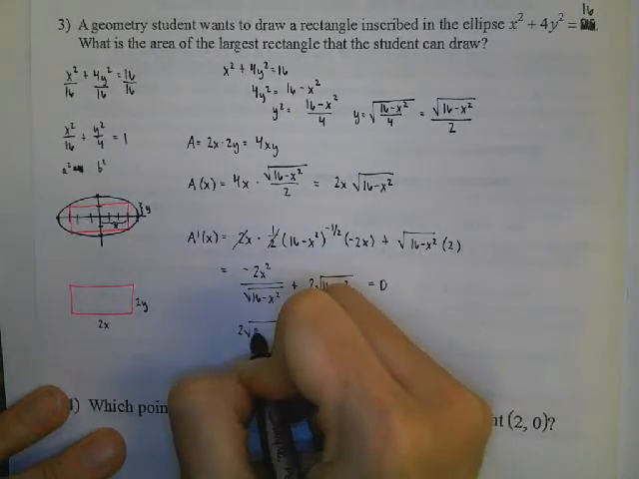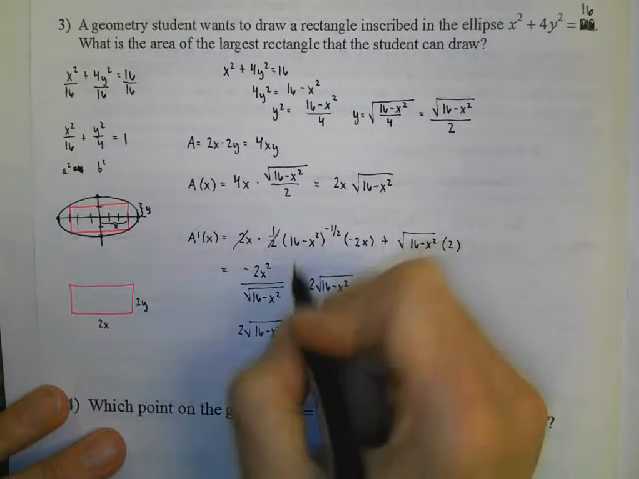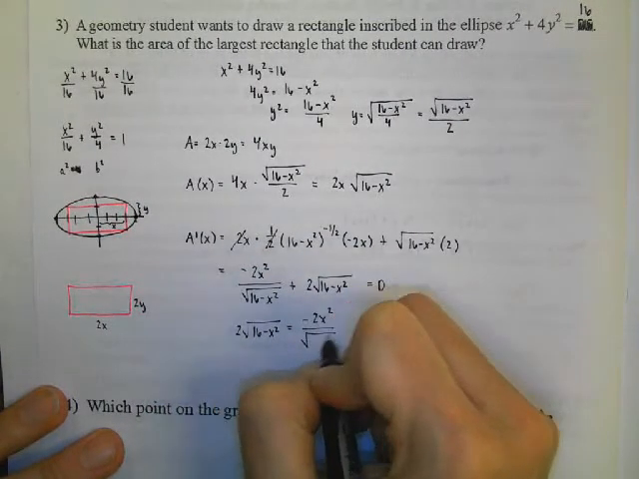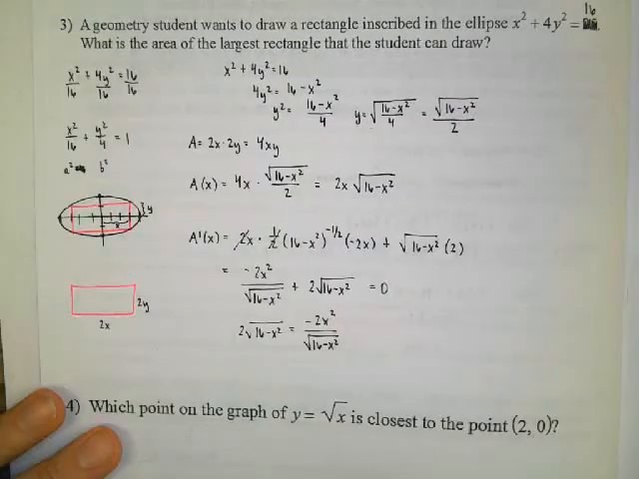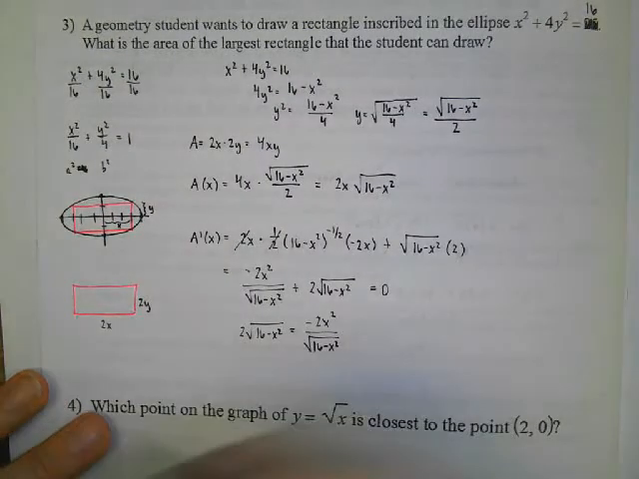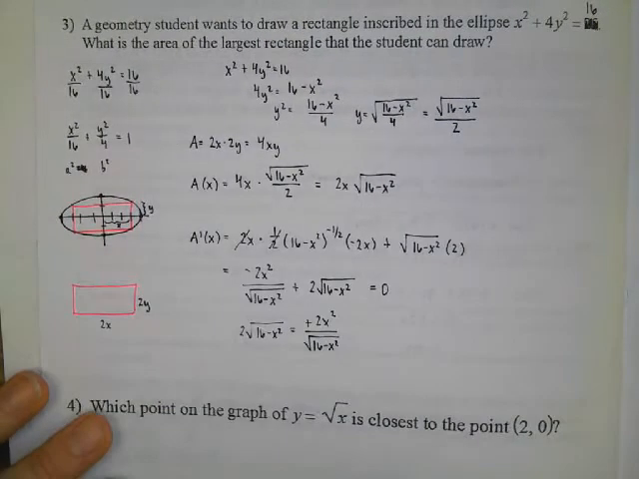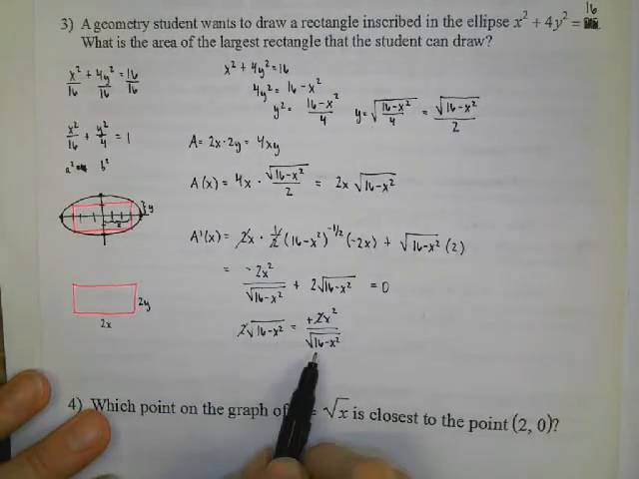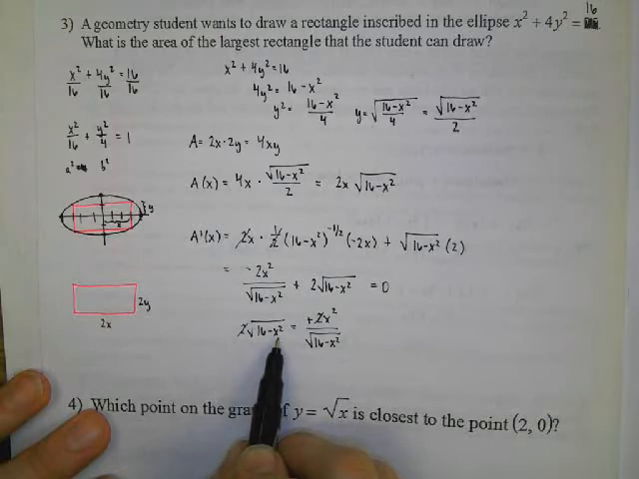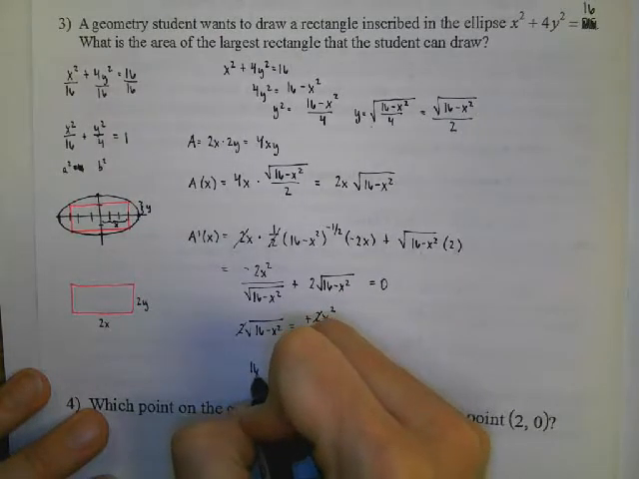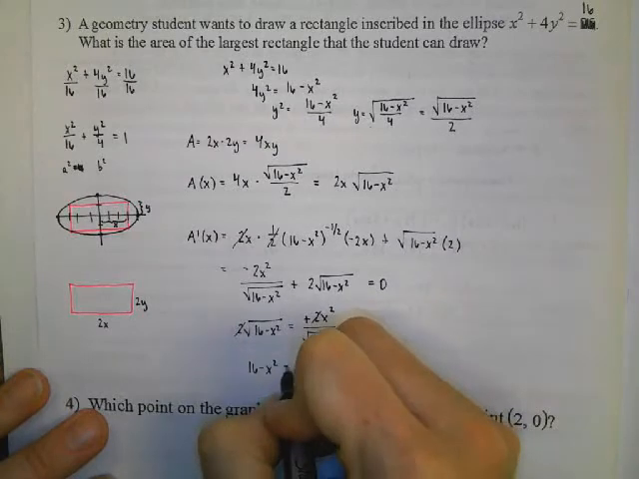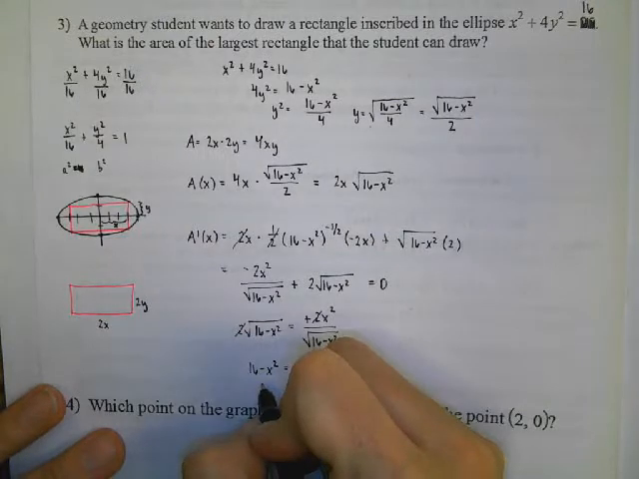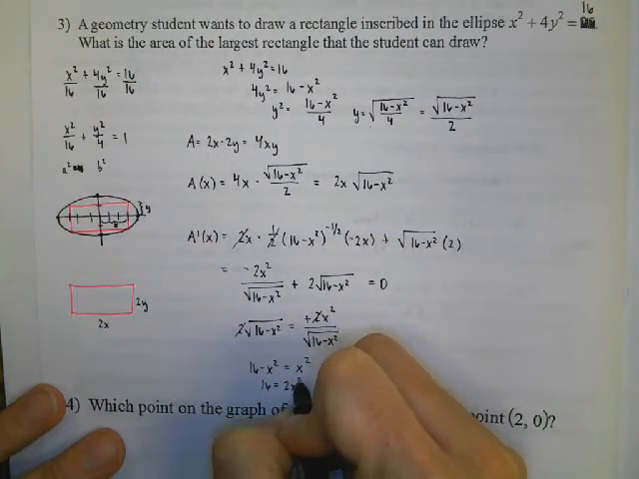So I have 2 times the square root of 16 minus x squared. That's now equal to negative 2x squared over the square root of 16 minus x squared. Oops, this will be positive because I added it to the other side. I'm going to divide each side by 2 to make this a little more simple. Now if I multiply by the square root of 16 minus x squared, I'm just going to get 16 minus x squared, and that's equal to x squared. Add an x squared to each side, and I get 16 equals 2x squared.